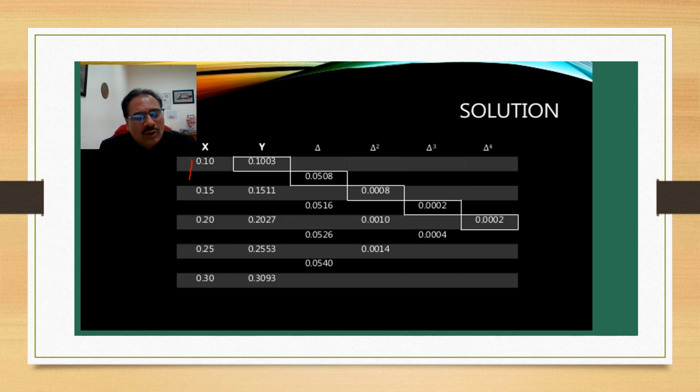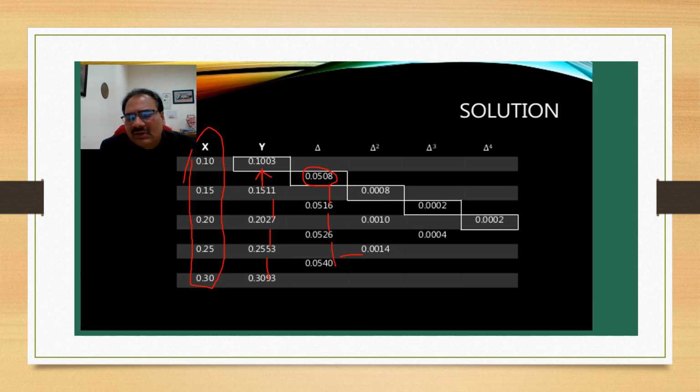First, you plot all the values. These are the set of values of x, and y is also given. Then take the differences: 0.1511 minus 0.1003, you will get this. Similarly, the difference between the next pair, and the next, and the next. Now again in a similar manner, the second differences: the difference is 0.0008, then here the difference is this, now here this. Again the next differences are 0.0002 and 0.004, and ultimately you will get this value.